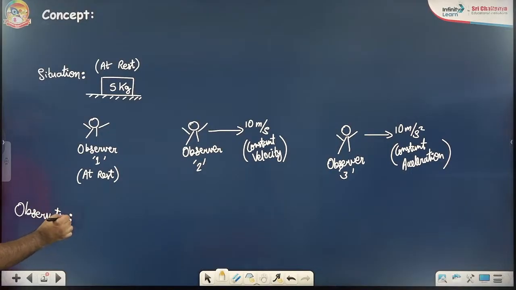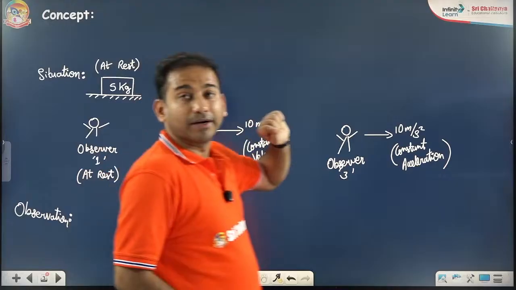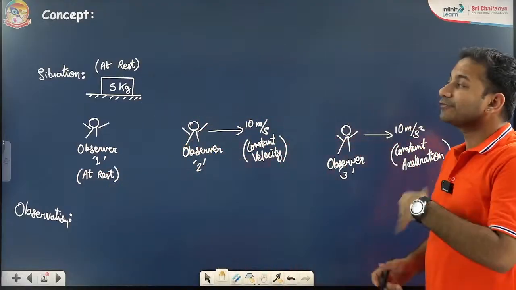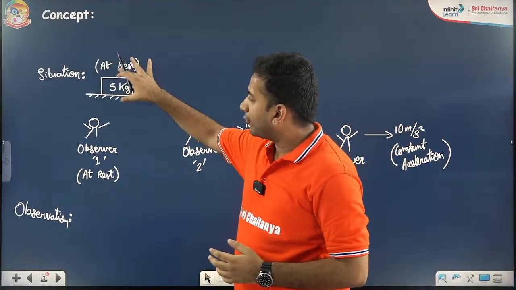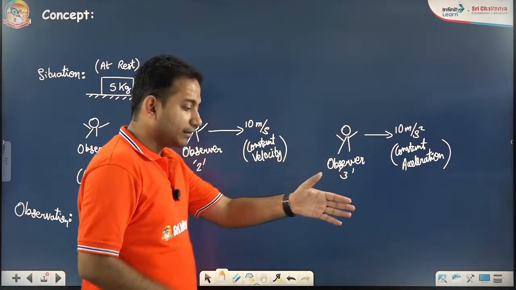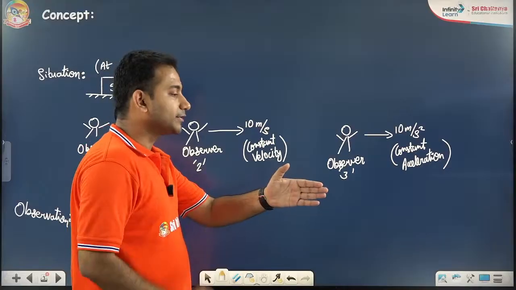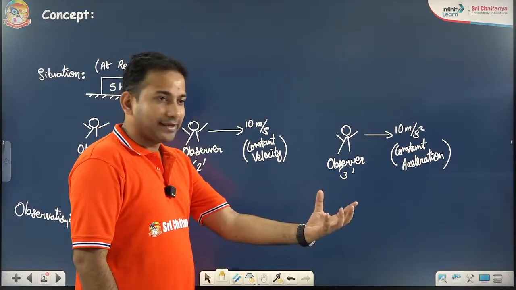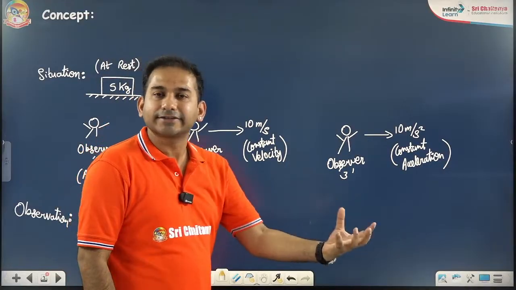Situation is in front of you. But according to these three observers, what will be the observation? So the block is at rest, and observer 1 is at rest. The block is in front of me, I am also standing. So what will I observe? I will observe that with time, the block will be maintaining its position.